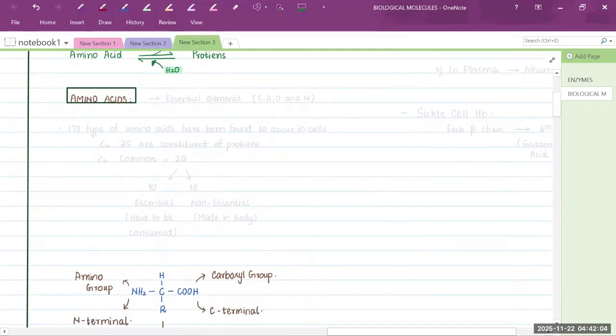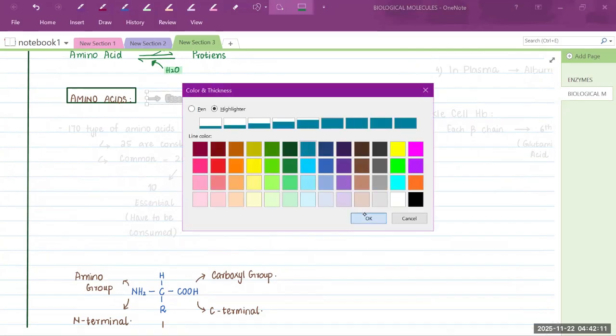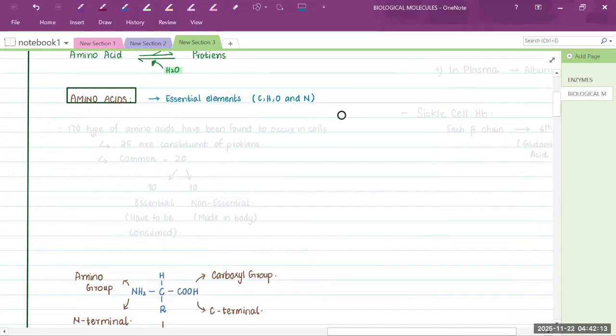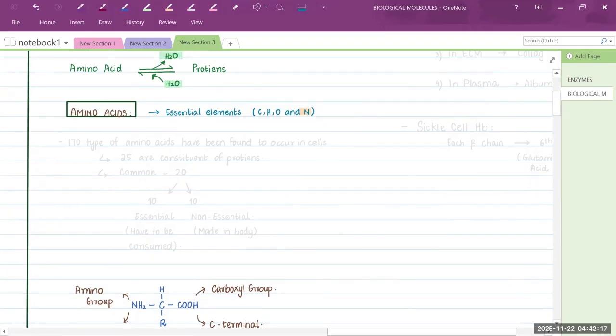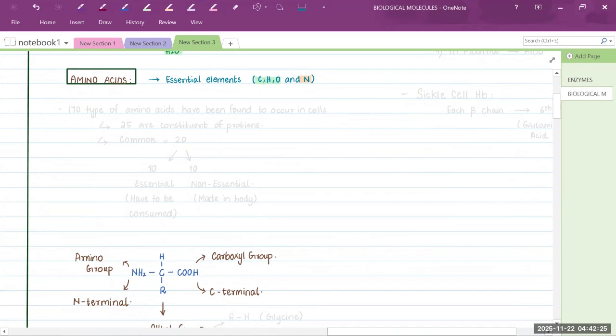And what exactly are amino acids? They contain essential elements like carbon, hydrogen, oxygen and nitrogen. Now we can see here the nitrogen is extra, because when we did carbohydrates, we had only C, H and O. Now in proteins, this nitrogen is in addition.